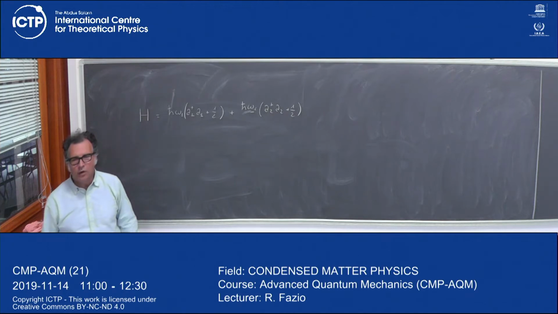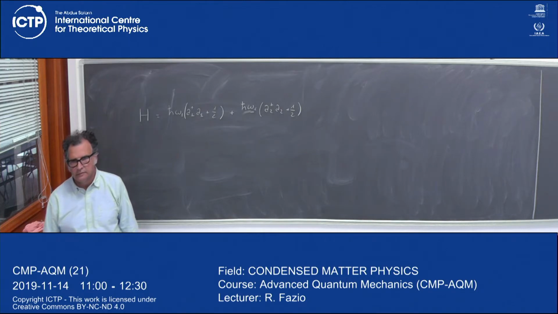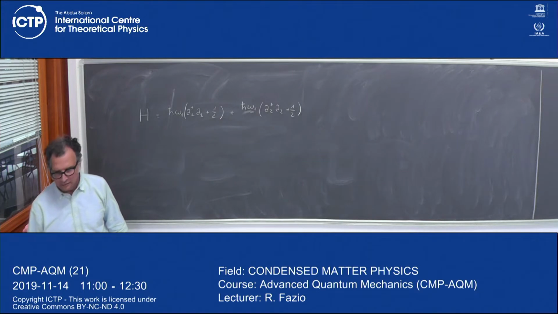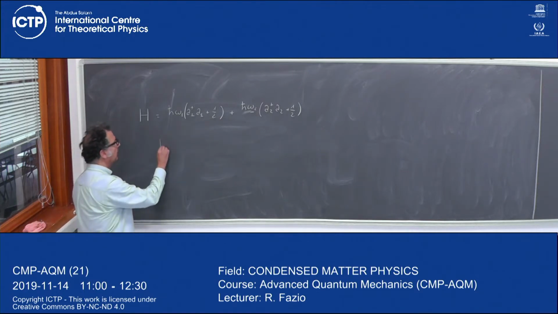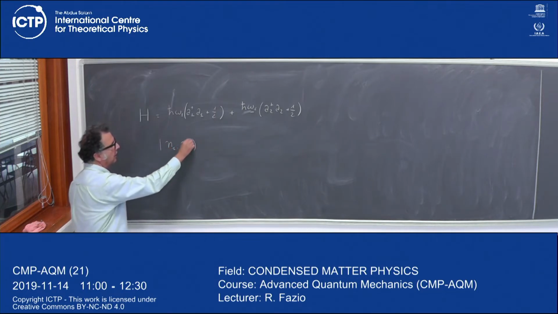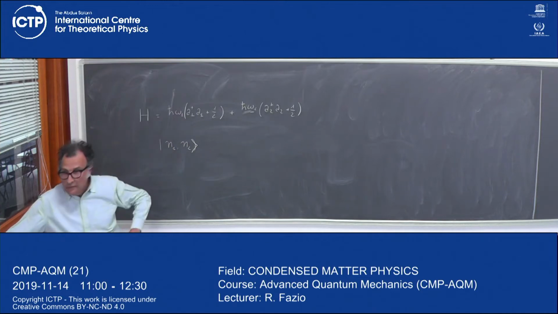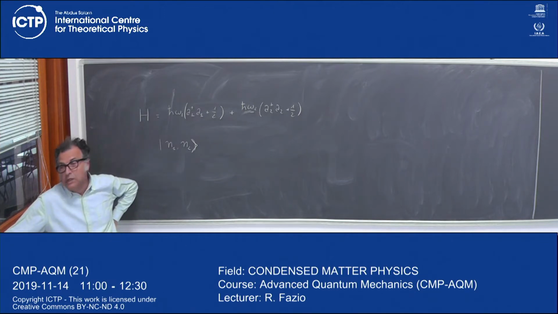So tell me, first of all, what are the eigenstates? How can I label the eigenstates? With label 1 and 2. And 1 and 2? Yes. So all the eigenstates will be n1 and n2. Now, I would like to know, what is the ground state?